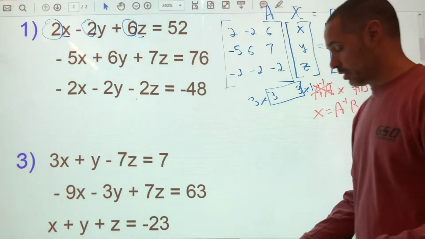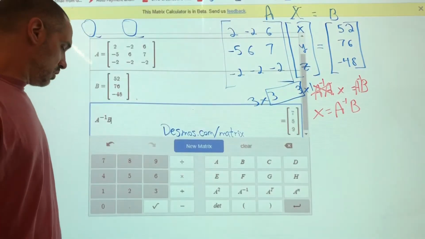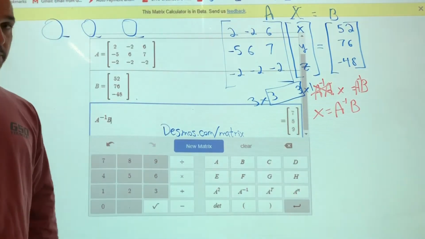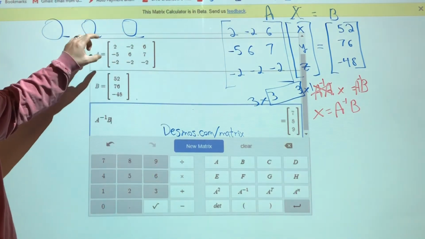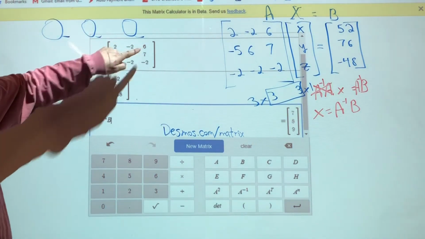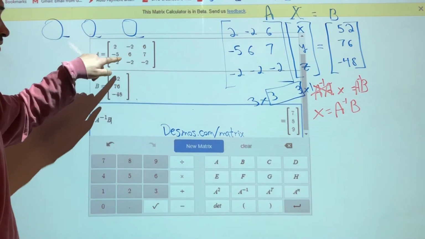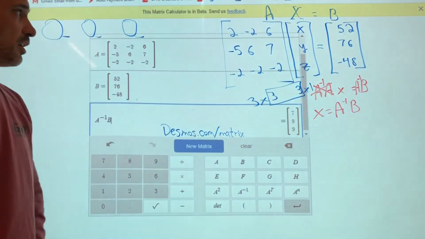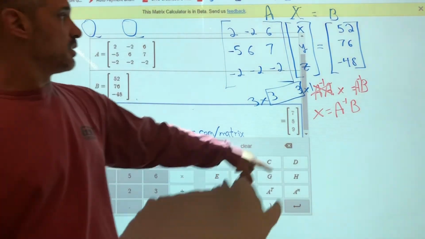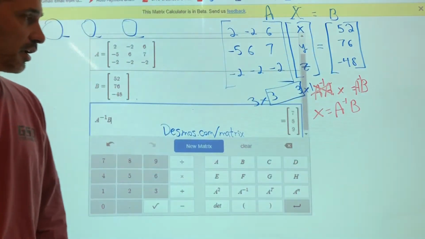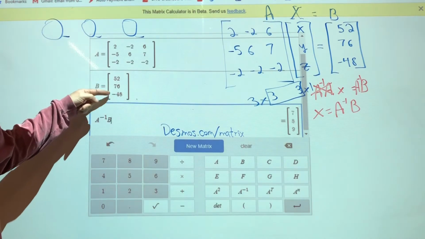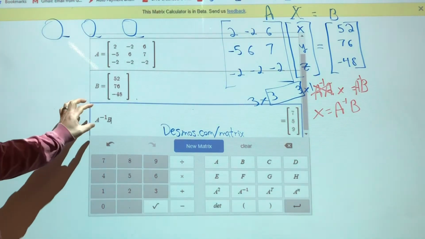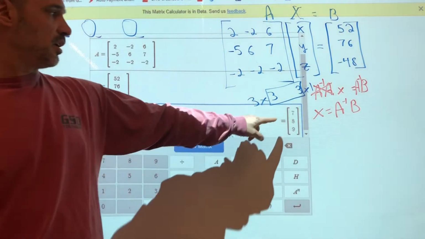So now I'm going to put this in Desmos, and we're going to solve the equation with our matrix calculator. So go to desmos.com/matrix, hit new matrix, put in this is a 3 by 3 matrix, 2, negative 2, 6, negative 5, 6, 7, negative 2, negative 2, negative 2, that would be matrix A. Matrix B is 52, 76, negative 48, that's a 3 by 1 matrix, 3 rows, 1 column. And when I do A inverse B, it gives me 7, 8, 9.